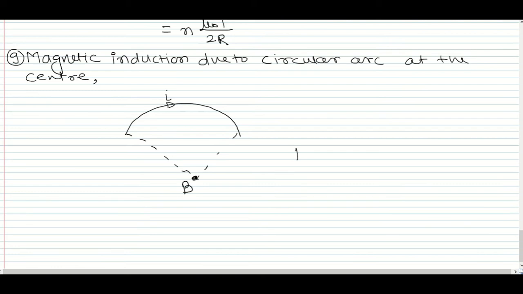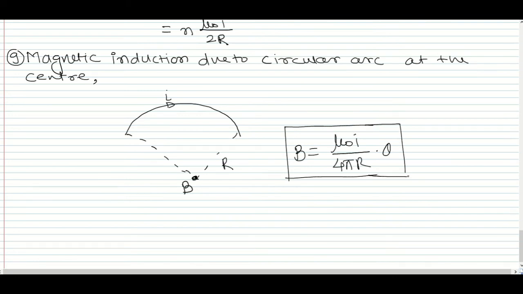So B is equal to, do remember, mu naught I divided by 4 pi r into theta. Do remember this one format: the magnetic field due to a circular arc at the center is mu naught I divided by 4 pi r into theta. So simply you can use this formula and find it easily.